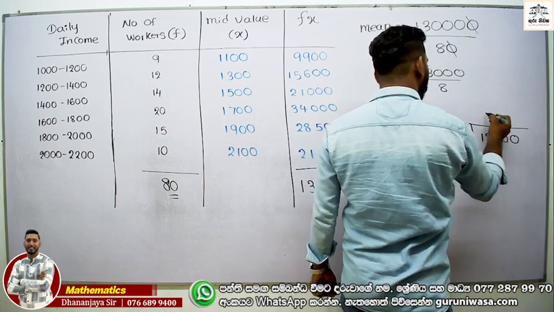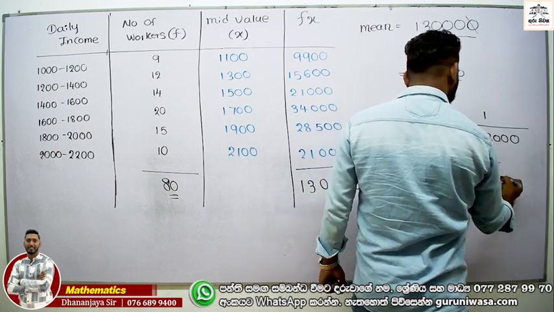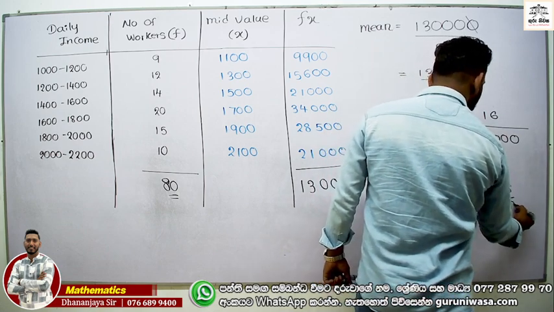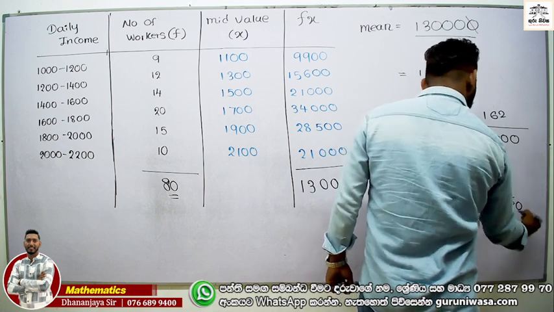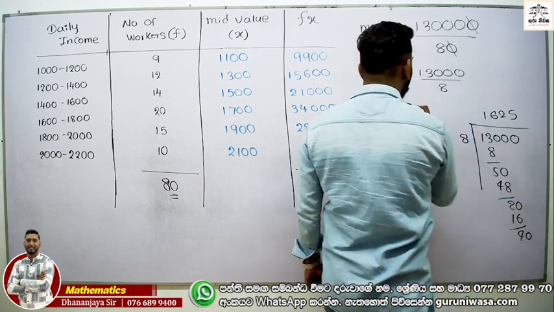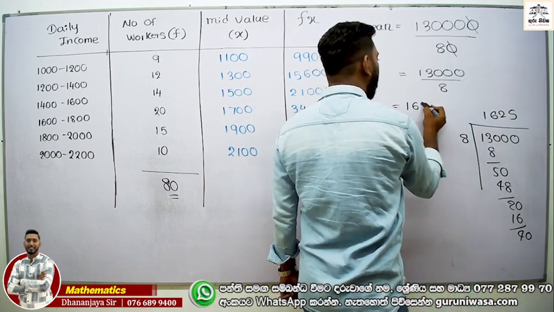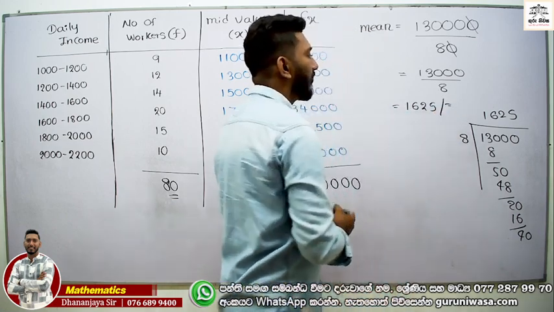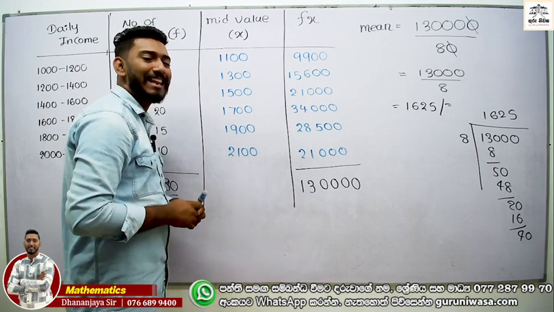13,000 divided by 8: only 1, 8 and 5, 50 is a 6, and 48, 2 remainder, 20 is a 2, and 16, 4 remainder, and 40 is a 5. Now the answer, average wise, is 1,625 rupees per daily income.